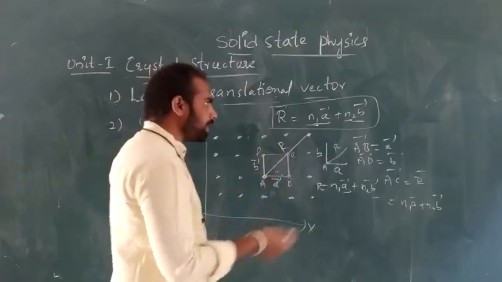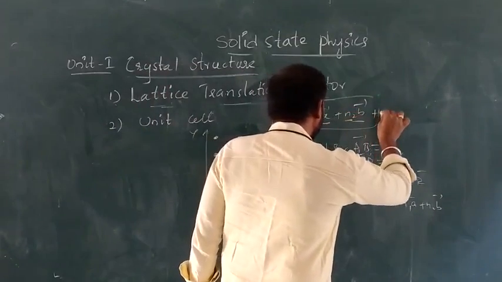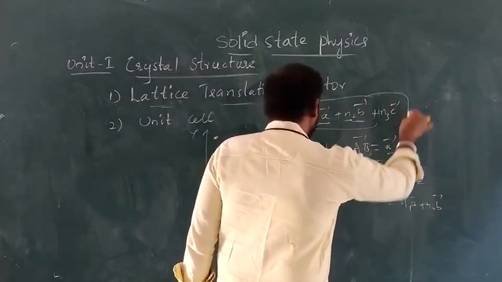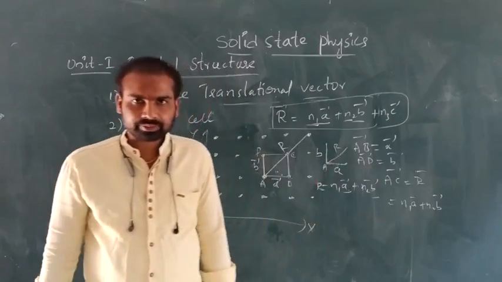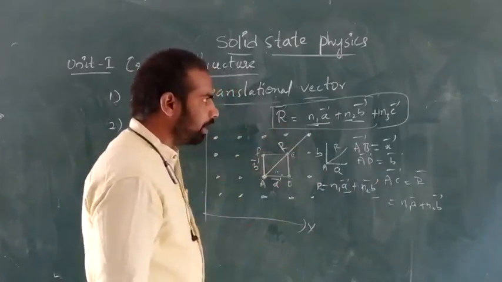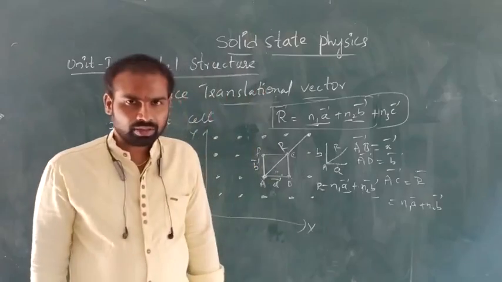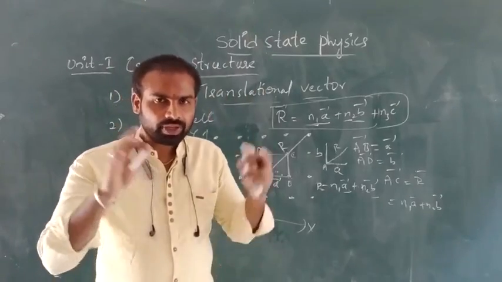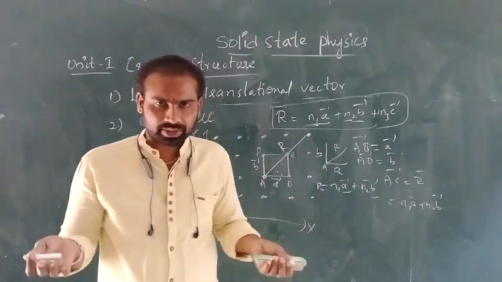If we take a three-dimensional lattice space, it will be N1 A bar plus N2 B bar plus N3 C bar. So, like this, we represent the lattice translational vectors. Simple. We are taking the entire lattice in two dimensions or three dimensions.